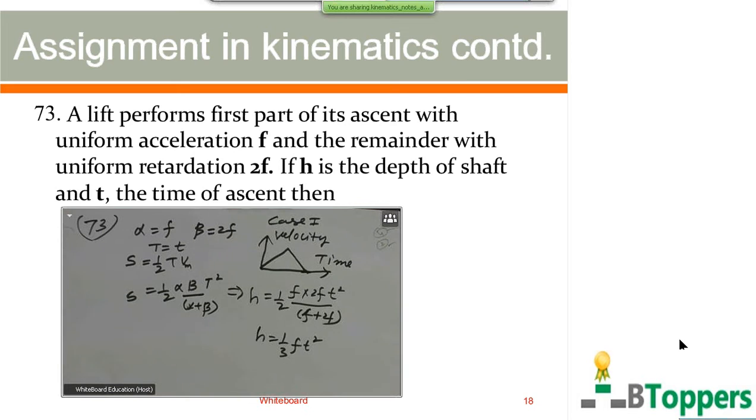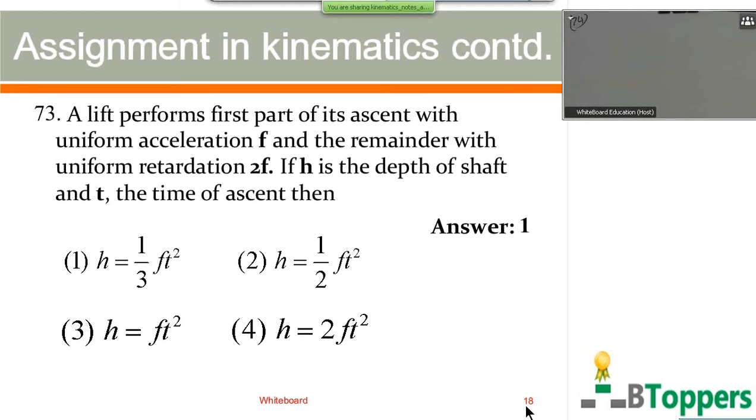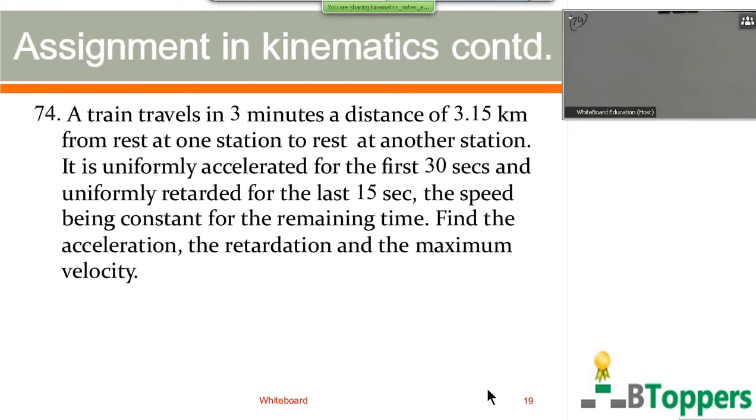Want to copy this working? You can take a pause and copy the working. So we have discussed question number 73 just now, for which you get the first option, that is H equal to 1/3 ft square. Next, I would like to show you the next question, 74.